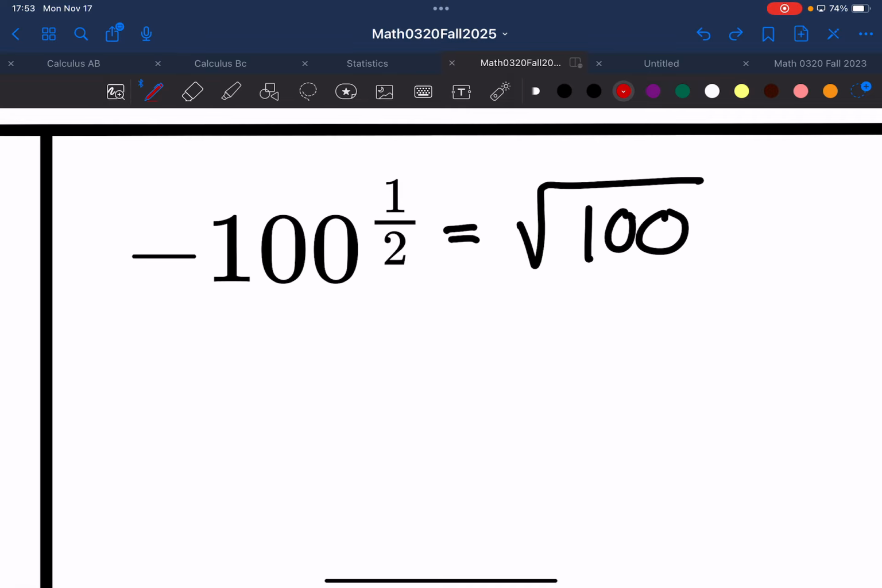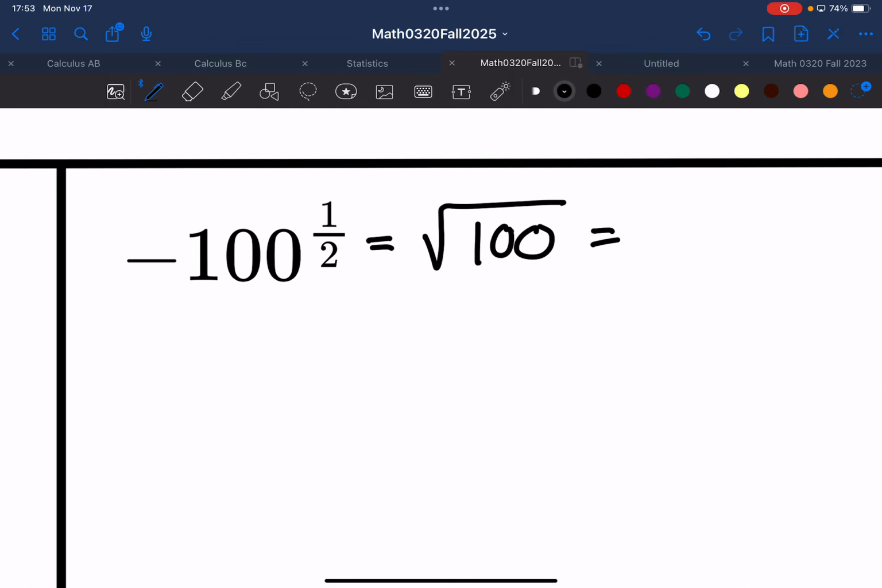What is the square root of 100? 10. But since I had that negative in the very front, I have to bring it over. So my answer is negative 10.